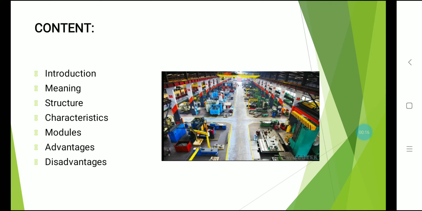Flexible manufacturing system is a system where one or more products are manufactured in a factory, including the machineries, tools, equipment and other things. It includes the introduction, meaning, structure, characteristics, models, advantages and disadvantages. It will help in a deeper understanding of these contents.